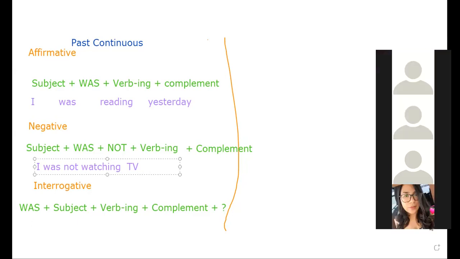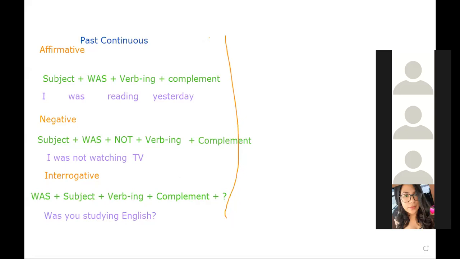Ms. Duran, tell me a sentence using the interrogative structure. Was you studying English? Okay, was you studying English? Excellent. So now there we have these kinds of questions, okay?